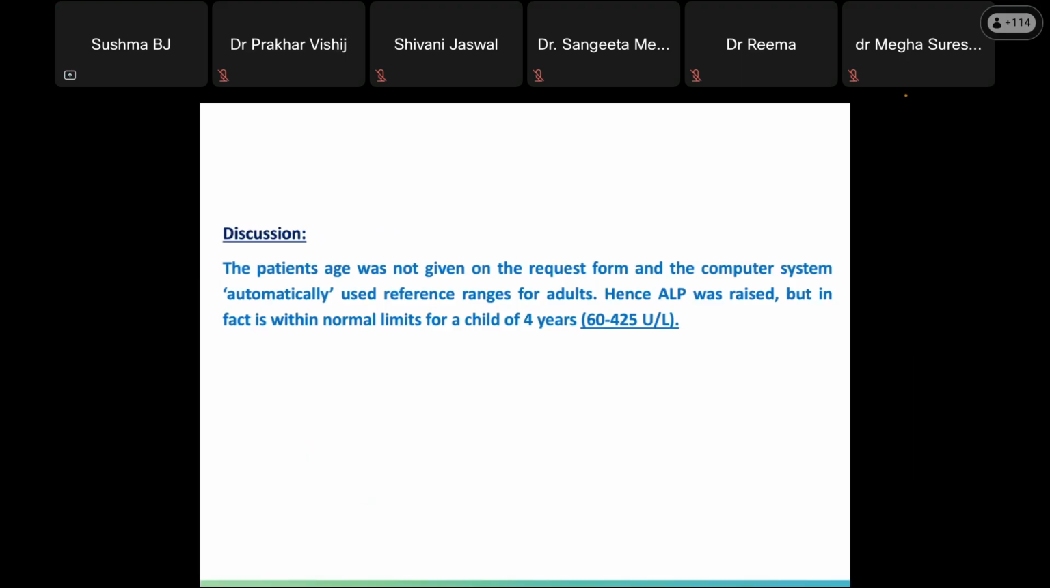The patient's age was not given on the request form, due to which the computer automatically used the reference ranges for adults, hence ALP was raised, but in fact it was within the normal limits for a 4-year-old child, which is around 60 to 425 units per liter. So this is one of the pre-analytical errors which cannot be minimized by using automated systems.